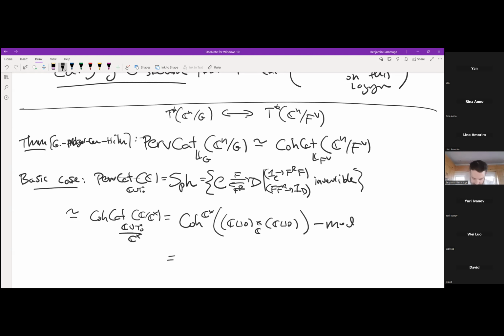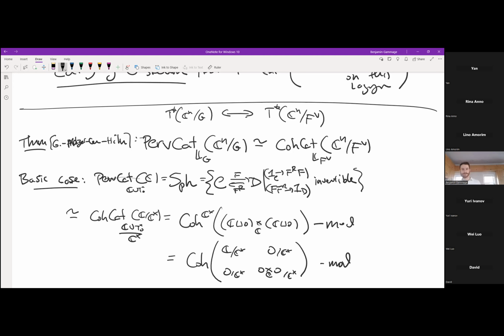I could write this, if I liked, as a matrix of modules over coherent sheaves on the various fiber products. So C fiber product with C over C, that's just C. Then I get zero, zero, and here I get the fiber product of zero with itself over C. And then I'm taking C star quotients for all of those. Mod C star, mod C star, mod C star, mod C star.